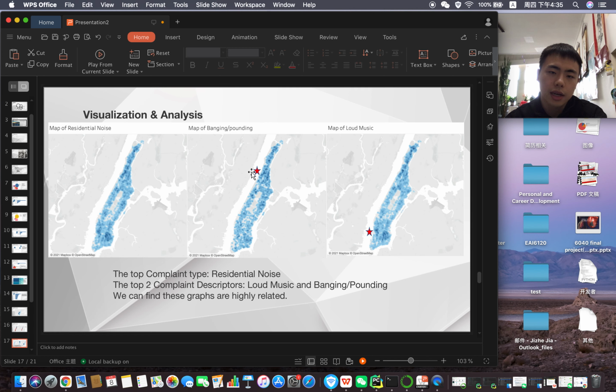Look at these two red star areas. The highest density part in this graph corresponds to this part and this part. So I think the way to reduce the most common complaint type, residential noise, is to put more effort on these two areas to prevent the noise pollution.